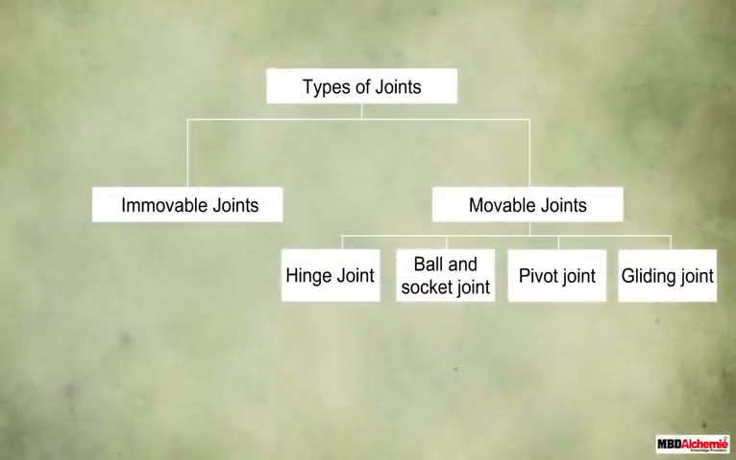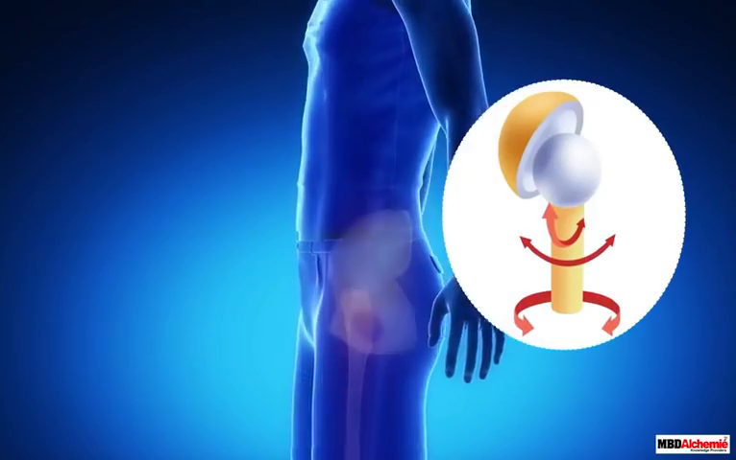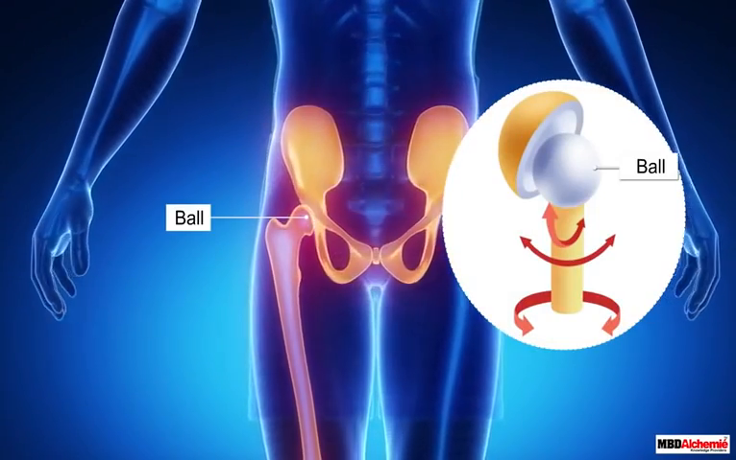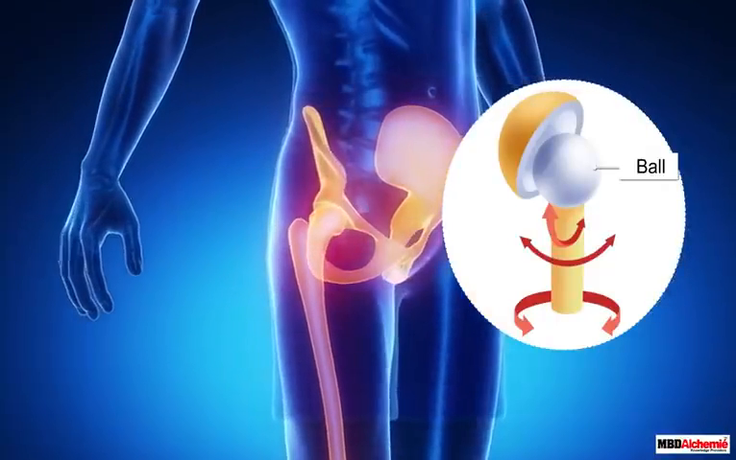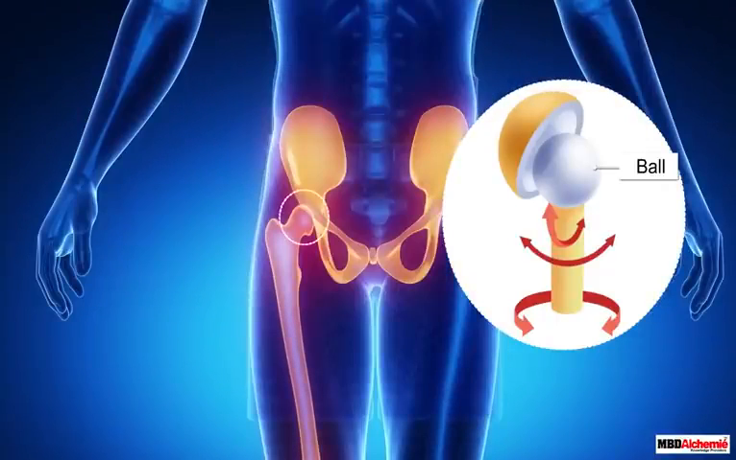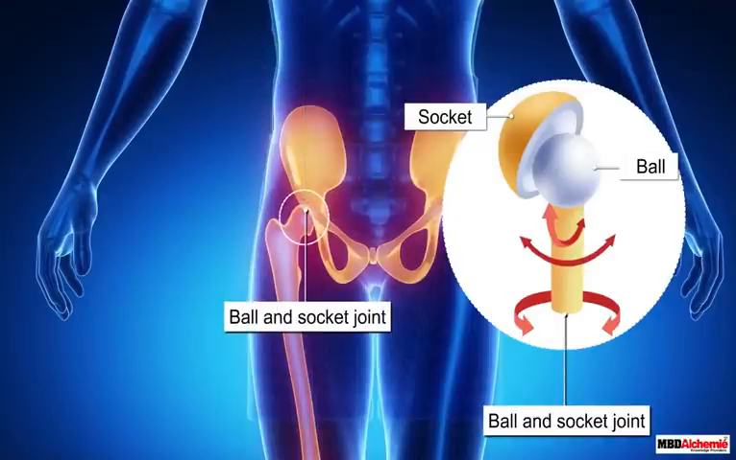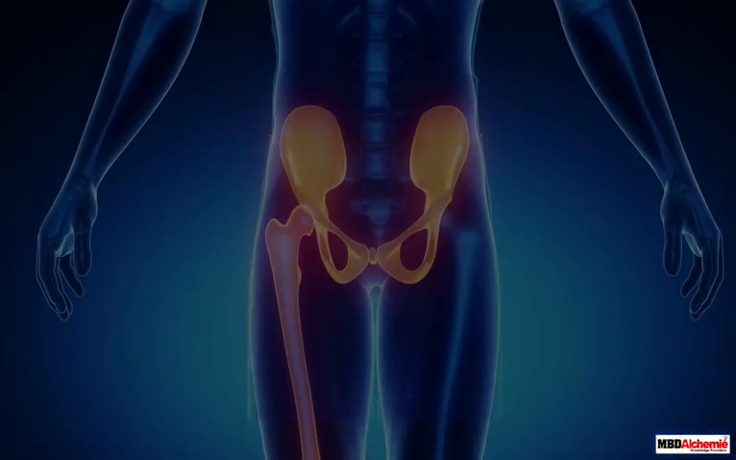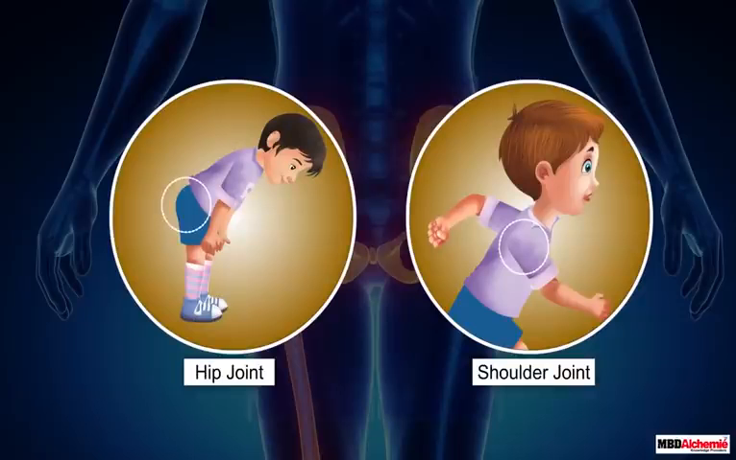Let us now learn about the ball and socket joint. In the ball and socket joint, the end of one bone acts like a ball. This bone fits into another bone, which acts as a socket. Hence, the joint is called the ball and socket joint. This arrangement allows easy movement of the body parts in all the directions. The hip joint and shoulder joint are the two examples of the ball and socket joint.